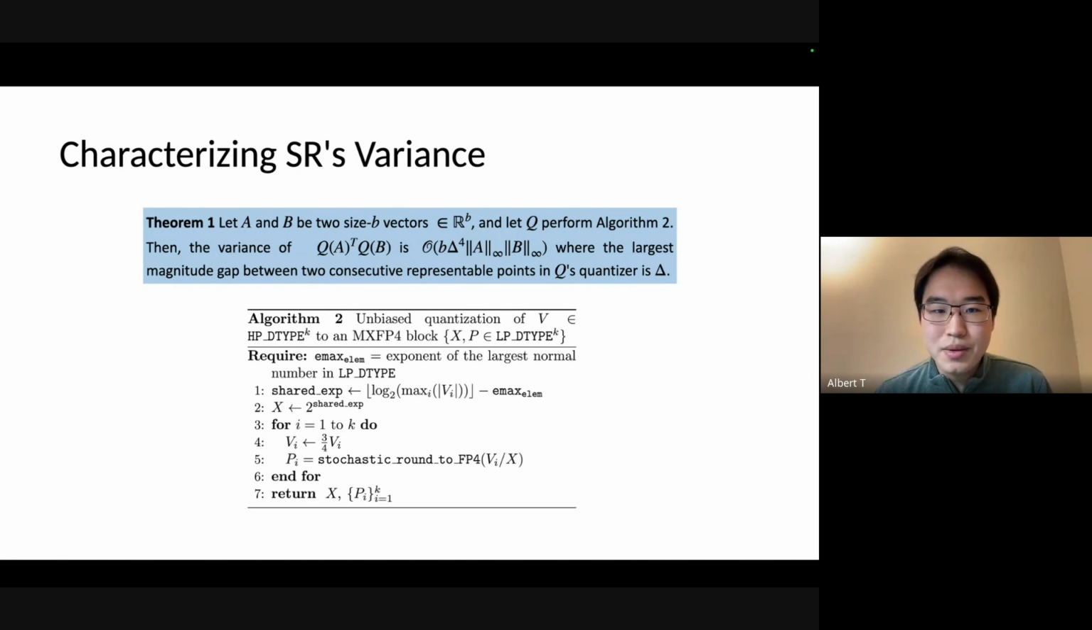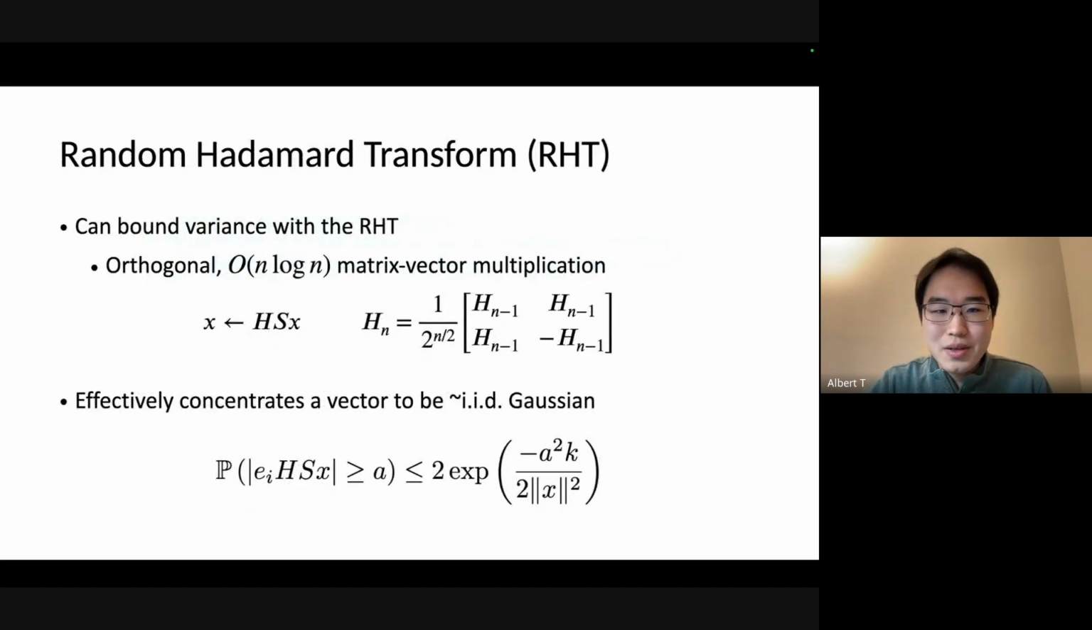First, how do we characterize the variance of stochastic rounding? We show that it's O of the L infinity norm of a matrix if you do MX quantization. That kind of makes sense. It just tells you my variance is roughly at the scale of the largest element in this matrix, which is an artifact of the scaling of MX. Then you ask, can I bound this somehow by just reducing the largest element in this matrix for free? And the answer is yes, kind of for free, with this thing called the random Hadamard transform.